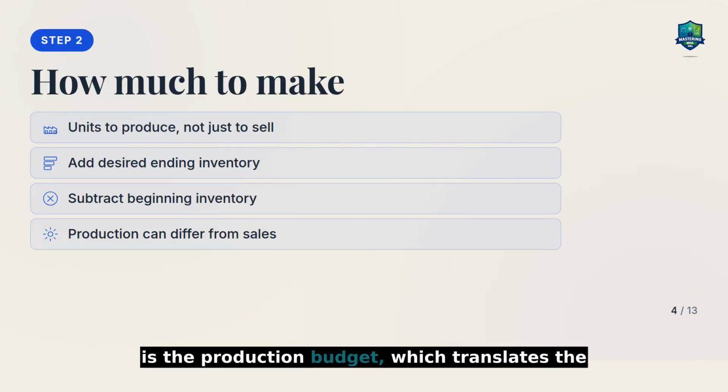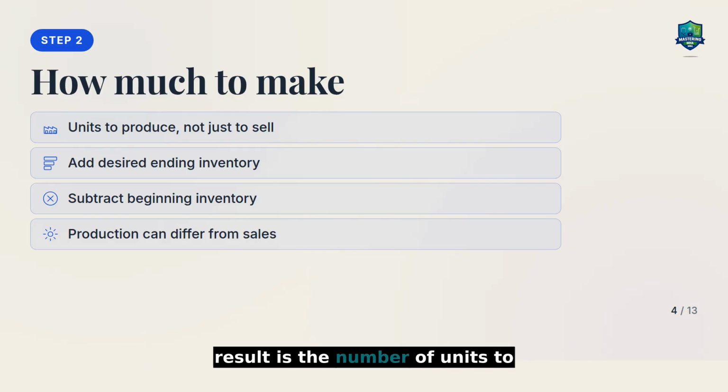Step 2 is the production budget, which translates the sales forecast into how many units to actually make. The key insight is that production does not equal sales because of inventory. You take the units you plan to sell, add the ending inventory you want on hand, and subtract the inventory you already have. The result is the number of units to produce. A company expecting a busy season might produce more than it sells now, building stock. This single calculation links the sales plan to the factory floor.